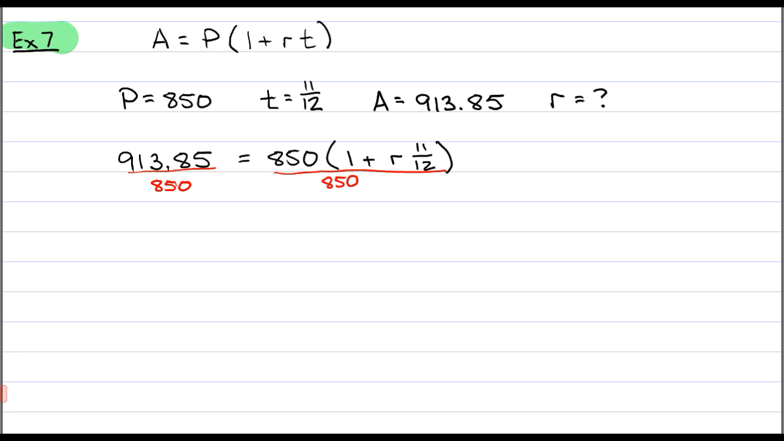On the left-hand side, I have 1.075117647. I want to be careful about rounding too much, so maybe I overdid it a little bit there. So that's what I get on the left-hand side, and then on the right-hand side I have 1 plus R times 11 over 12. The next step is just to subtract 1 from both sides.